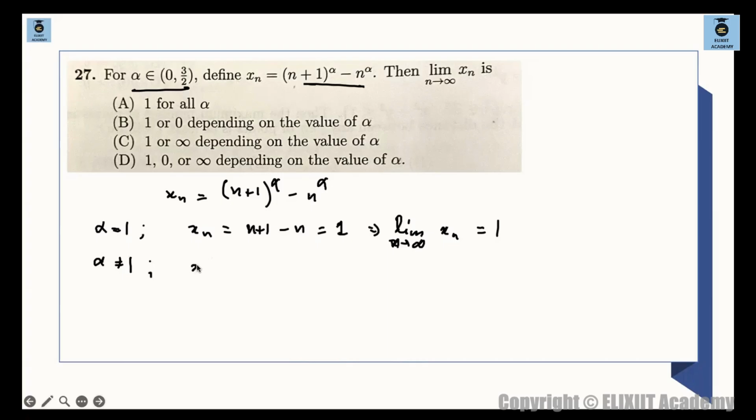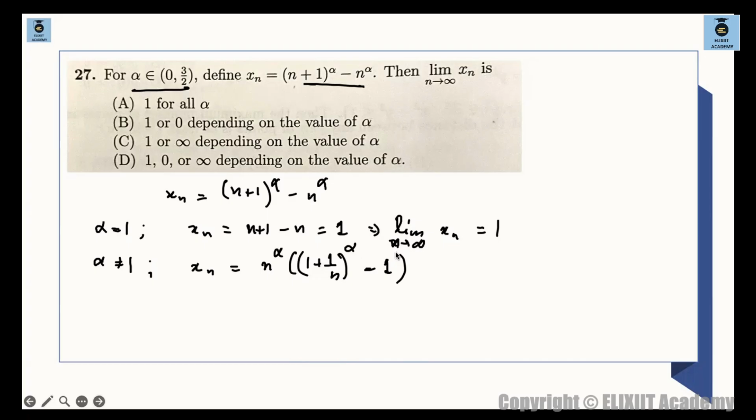So in that case, xn is, what I am doing is, let's take out n raised to the power of alpha common, such that this becomes 1 plus 1 by n, whole raised to the power of alpha, minus 1. These kinds of simplifications are known to you. I'm taking out n raised to the power of alpha common.